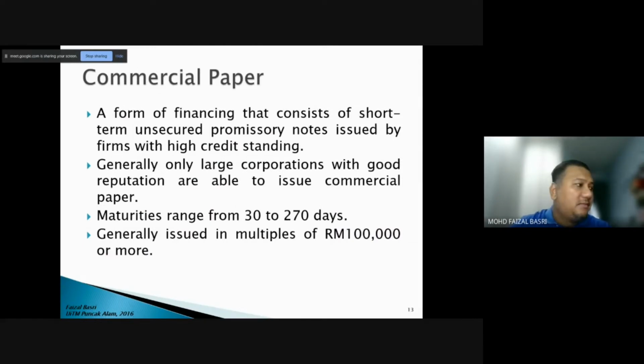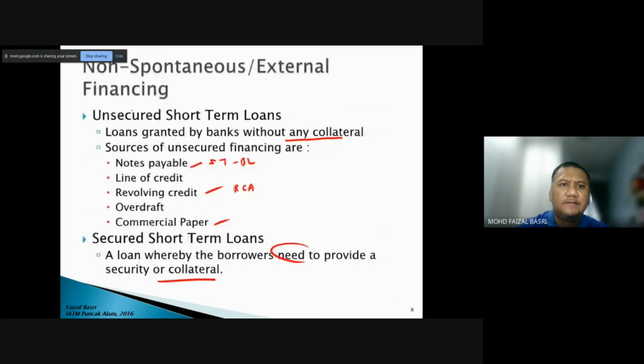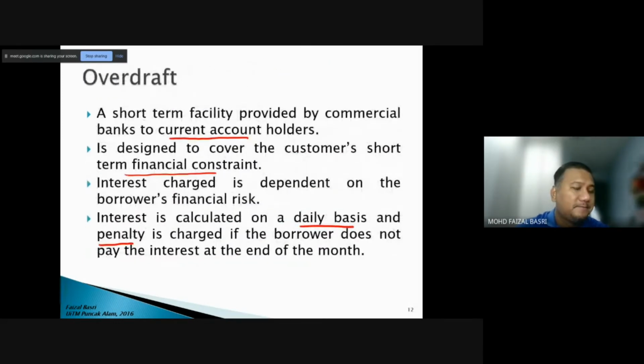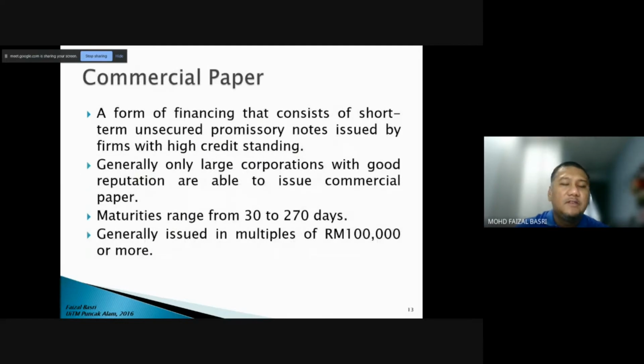And the last one is commercial paper. Unlike the first four, from the notes: notes, line of credit, revolving, overdraft, this is all from banks. But here we have another option that is not from the bank, meaning the funds are not coming from the bank. The fund for commercial paper will come from investors. So companies or individuals who have money can purchase this commercial paper. When they purchase it, that will be the source of funds from this transaction.